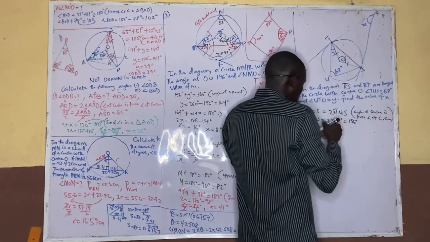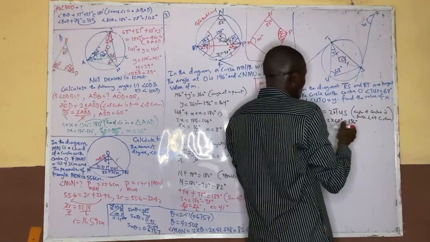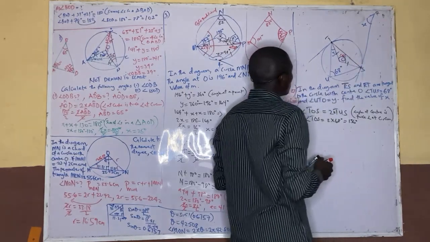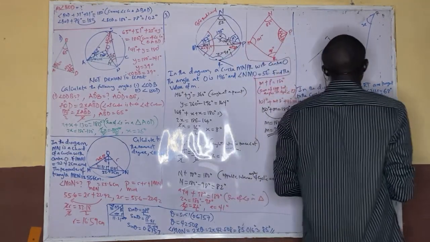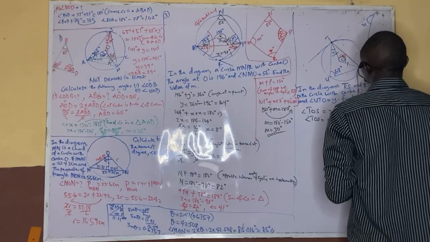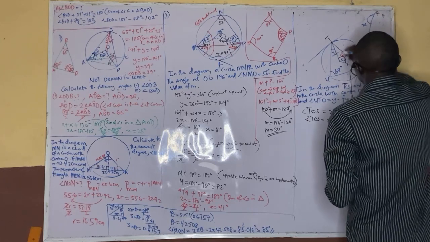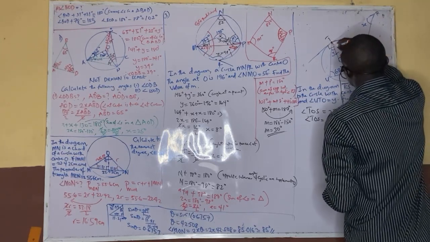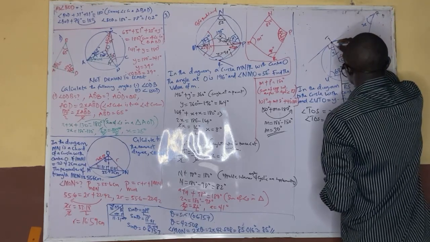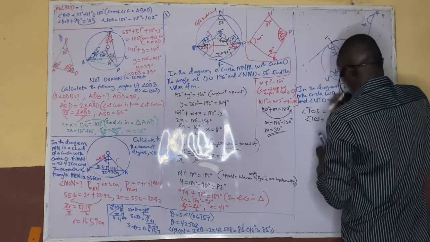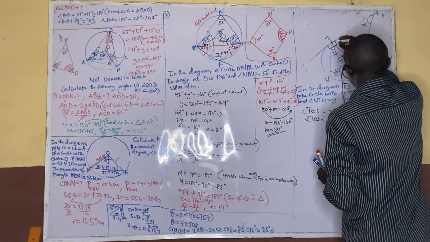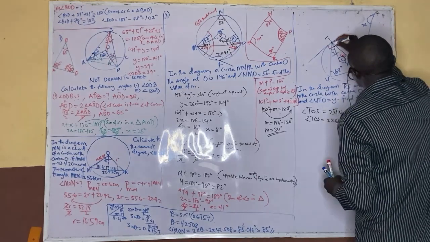Definitely angle TOQ is also 136 degrees. So having gotten this, how do you proceed? Know that the angle here is 90 degrees, and the angle from here to here is 90 degrees, because we are told that.